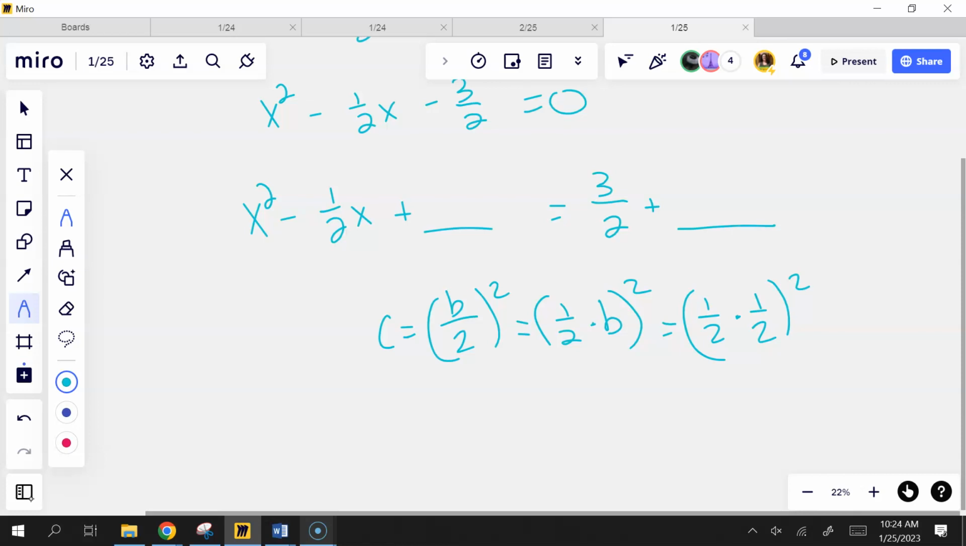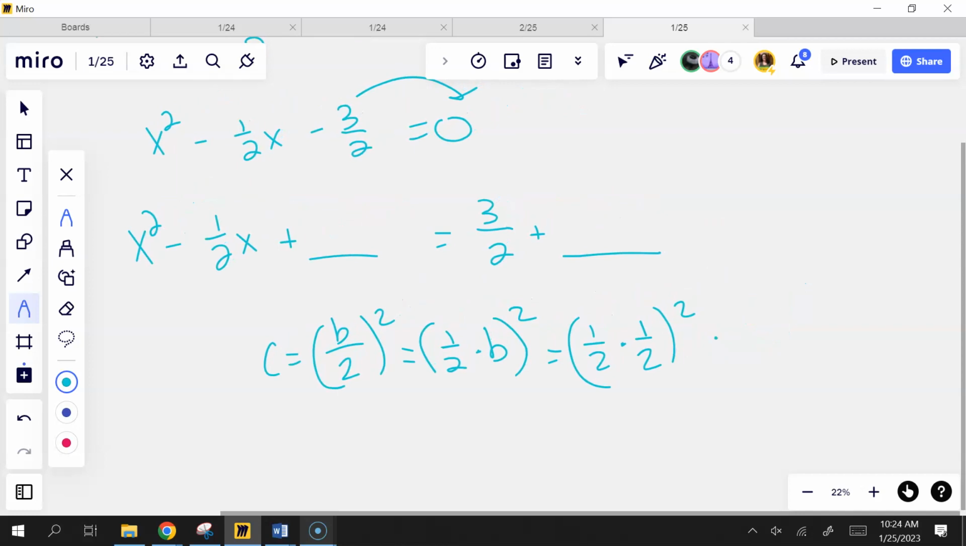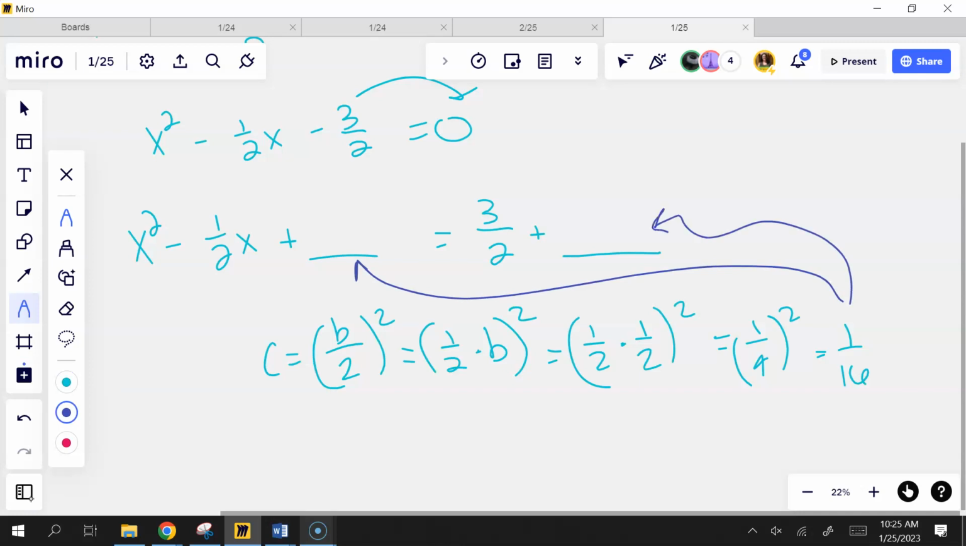Delaney, that was a terrible face. So half times a half is a fourth, and a fourth squared, 1/16. I know it looks bad, but trust me, it's better than the decimal, and you'll see why in a minute. All right, it goes in this hole and this one.